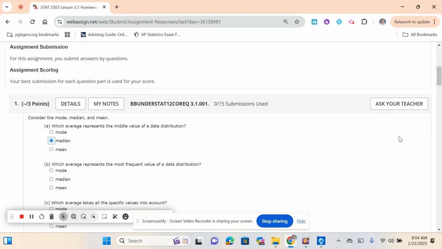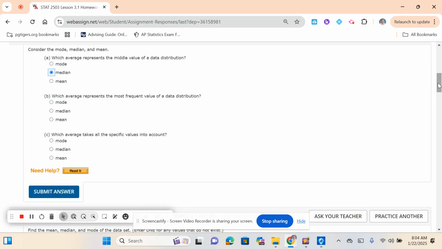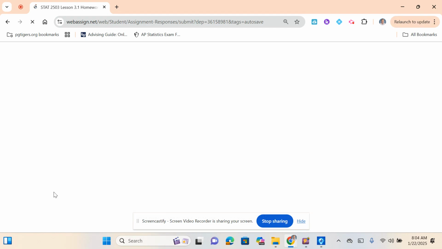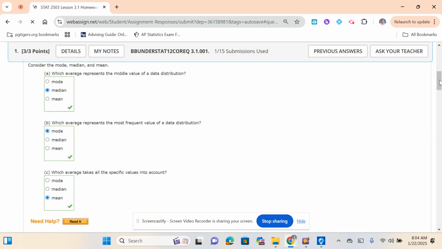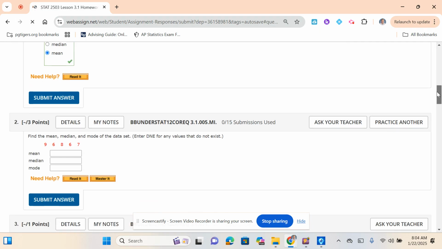Which one represents the most frequent value in a distribution? Happens the most? Mode. And which average takes all the specific values into account? Mean. So what that means is you add them all up and then you divide by that. So it takes all values into account. And so that includes maybe your big outliers that might make the data a little skewed.